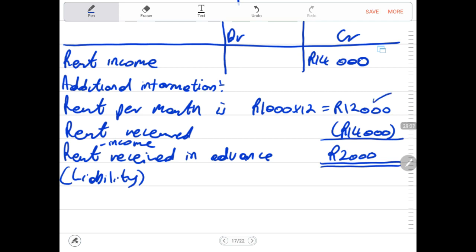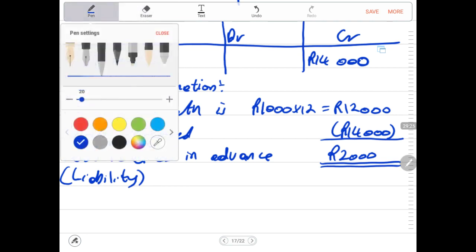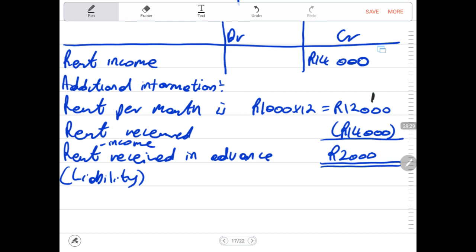Remember, we record in the income statement the incomes that were supposed to be received, not the income that was actually received, whether what was actually received is above or less than what was supposed to be received. So in the income statement, how much will be recorded? We are going to record the amount of 12,000 rands. That is not going to change.